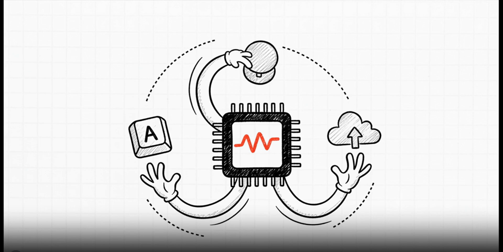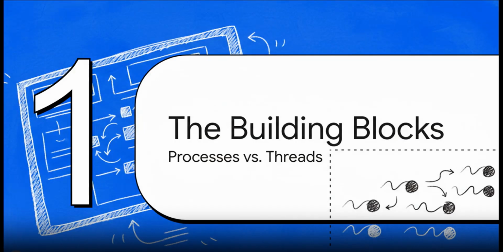It's the technique that lets a single program juggle multiple tasks at the same time, giving us that smooth, seamless experience we totally take for granted. Okay, so to really get multithreading, we first need to understand its two basic building blocks, the process and the thread. Now, they sound pretty similar, but trust me, they play very, very different roles.